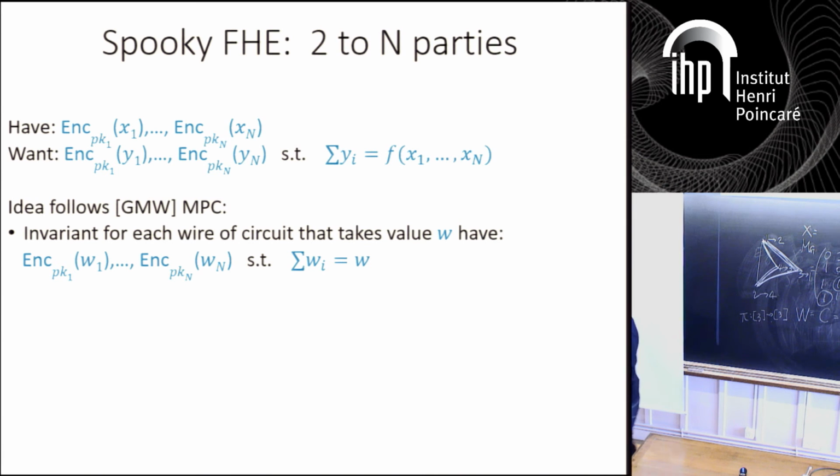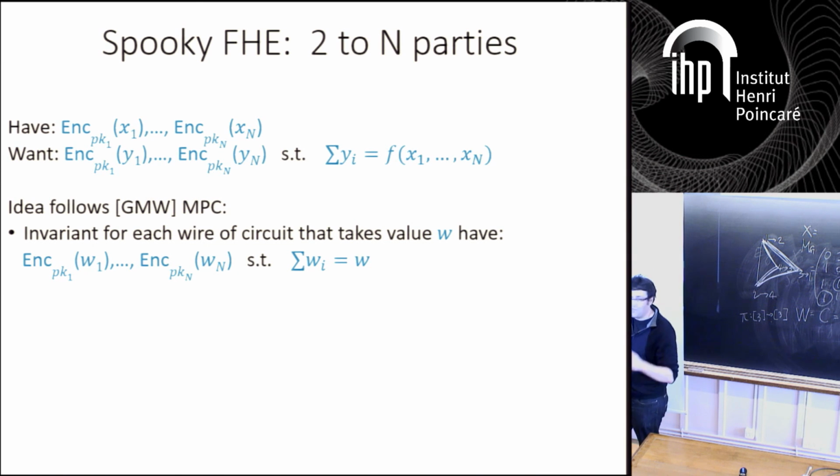So for each wire that has some value W, we have encryptions of values W1, ..., Wn, which are an additive secret sharing of W. That's not what we have initially. Initially, we have encryptions of the bits x1, ..., xn. They're not secret shared, but we can take this encryption of x1 and then encrypt zeros for all the other parties. So that'll make sure that we have this for the input wires.